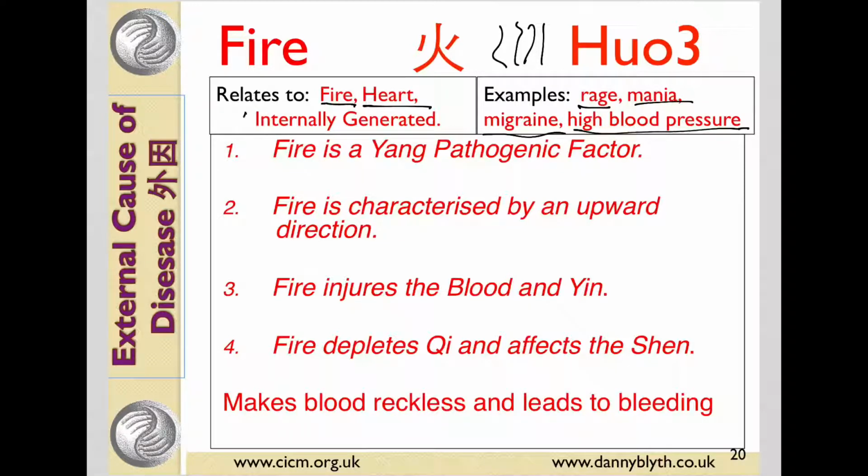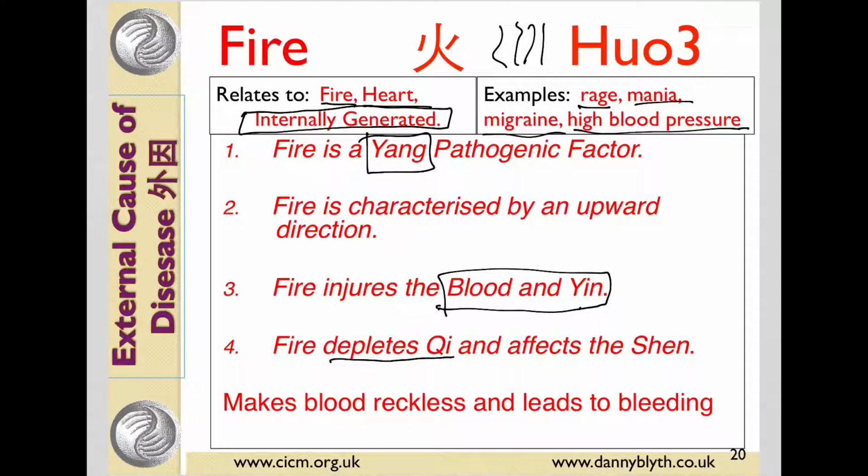These days we think of fire as being internally generated, mostly from emotions. So fire is a yang pathogenic factor, characterized by an upward direction. So mouth ulcers, headaches, bitter taste, tends to affect the ears, eyes, nose and throat. It injures the blood and the yin, so it leads to dryness, dry mouth, constipation, dark urine.